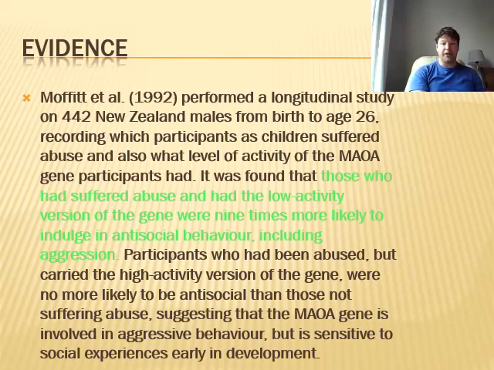Participants who had been abused but carried the high activity version of the gene were no more likely to be antisocial than those not suffering abuse, suggesting that the MAOA gene is involved in aggressive behaviour but is sensitive to social experiences early in development, and we've already spoken about this. So it's that idea of the low activity, the L, low activity, mixed with abuse as a child is going to lead to somebody being very aggressive.